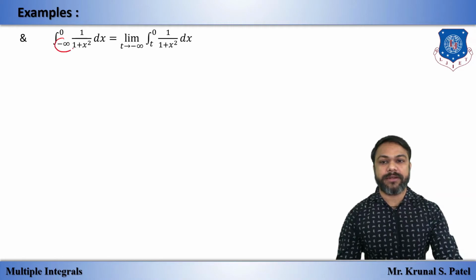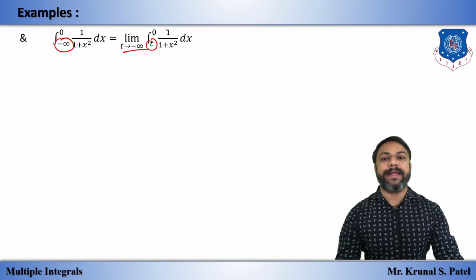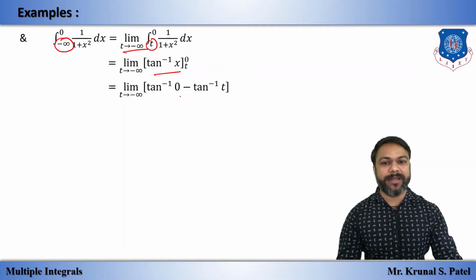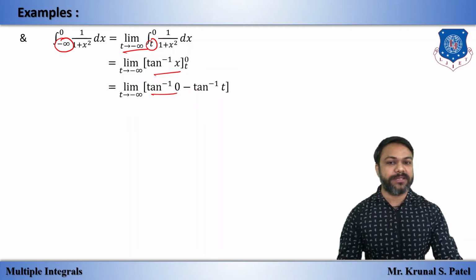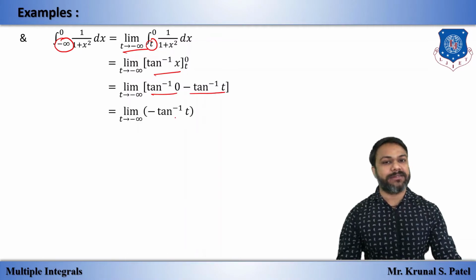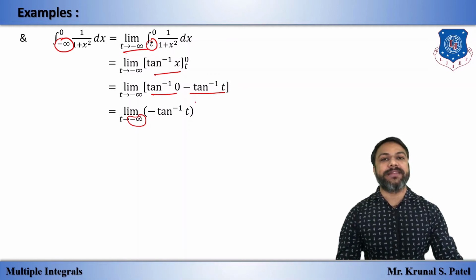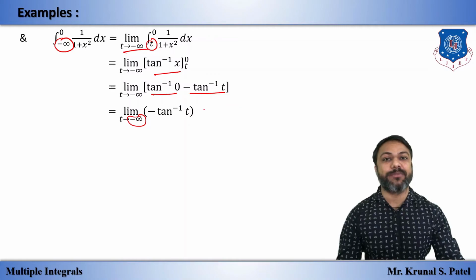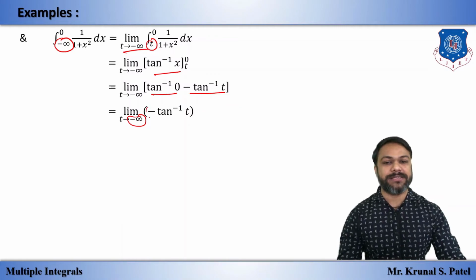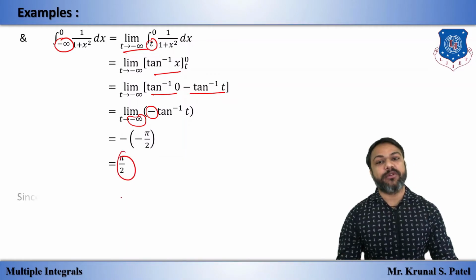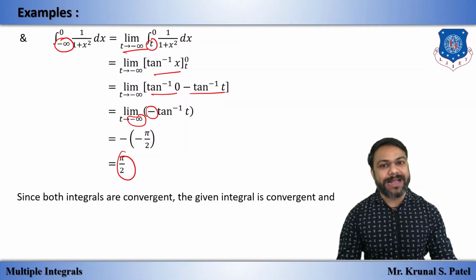We will take t tends to minus infinity. So here t, and find the integration of 1 upon 1 plus x square. So tan inverse x, upper limit minus lower limit. So tan inverse 0 will be 0. So we have minus tan inverse t. If we put t tends to minus infinity, tan inverse of minus infinity is minus pi by 2, and minus is there, so minus plus pi by 2. So we have both the answers finite.